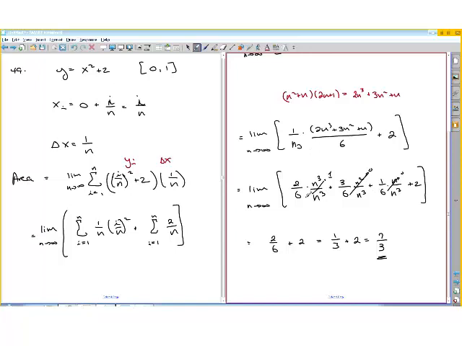So as we let n go to infinity, a lot of terms go to 0. We're just left with constants that we add together and get the final answer. And this is the exact answer.